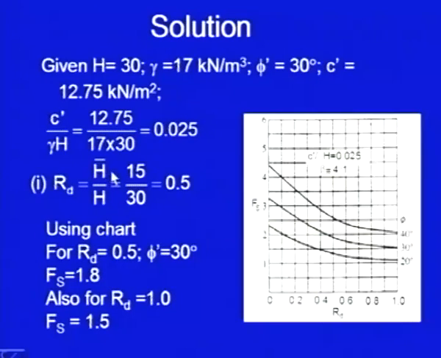Similarly, when there is complete drawdown, h bar is equal to 30. So, R D will be 1, and you can again check this diagram. So, R D is 1 here. Corresponding to 30 degree, the factor of safety is 1.5. So, one can find out the factor of safety due to rapid drawdown.